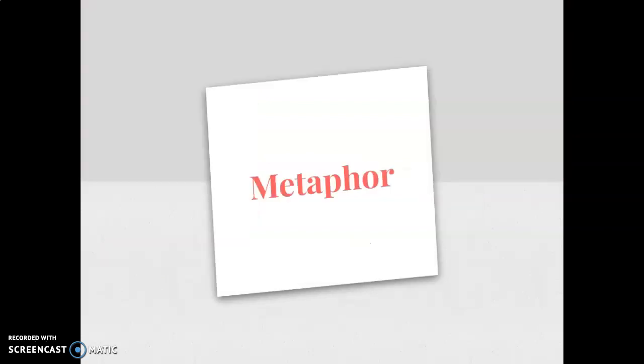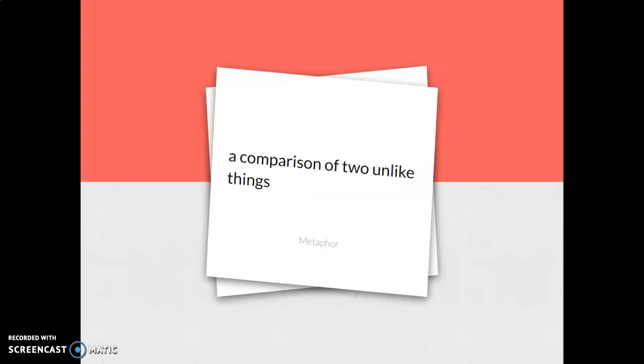Our next term is a metaphor. Now, a metaphor is a comparison of two unlike things. So we think about a simile and a metaphor. A metaphor may say, she is a snake, right? And we might be describing somebody who can't be trusted or something like that.